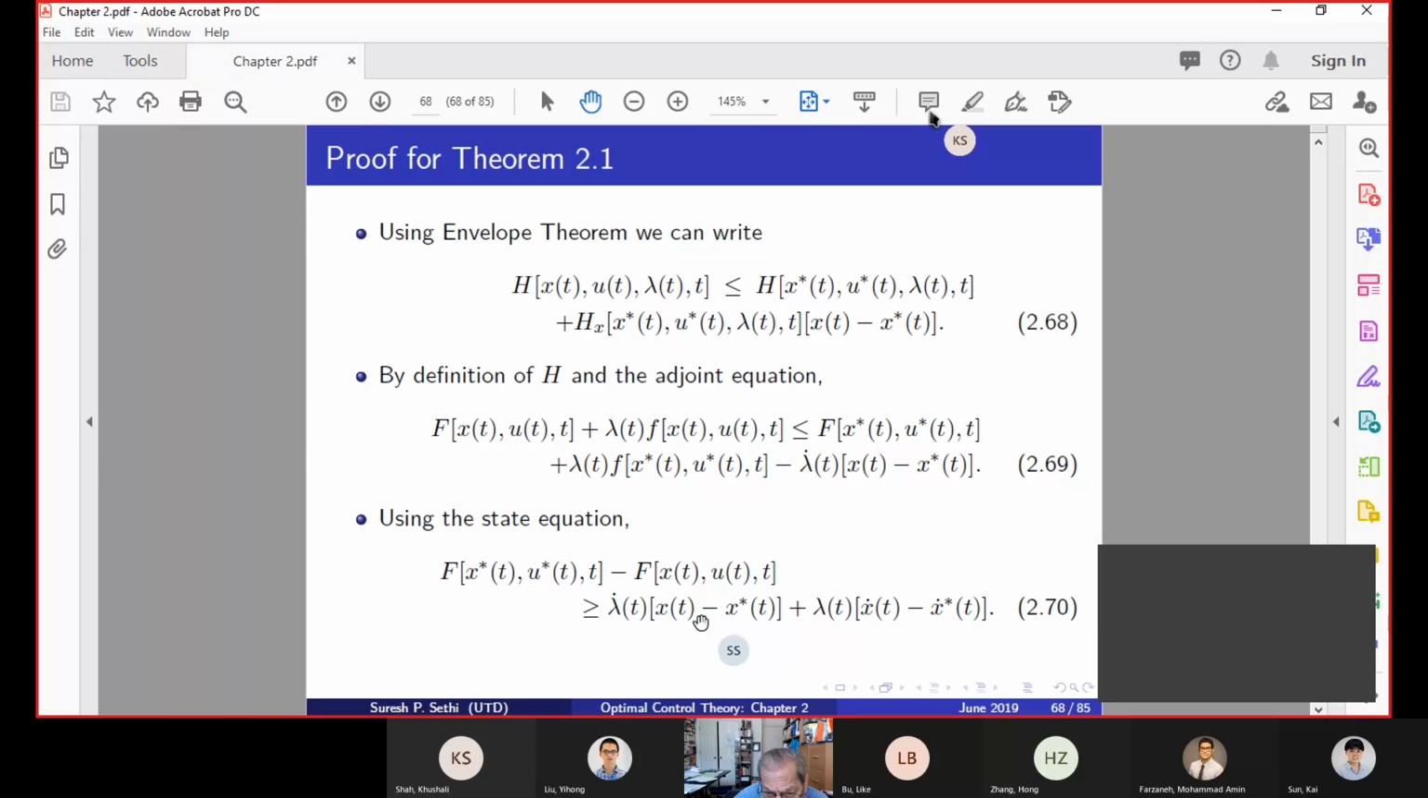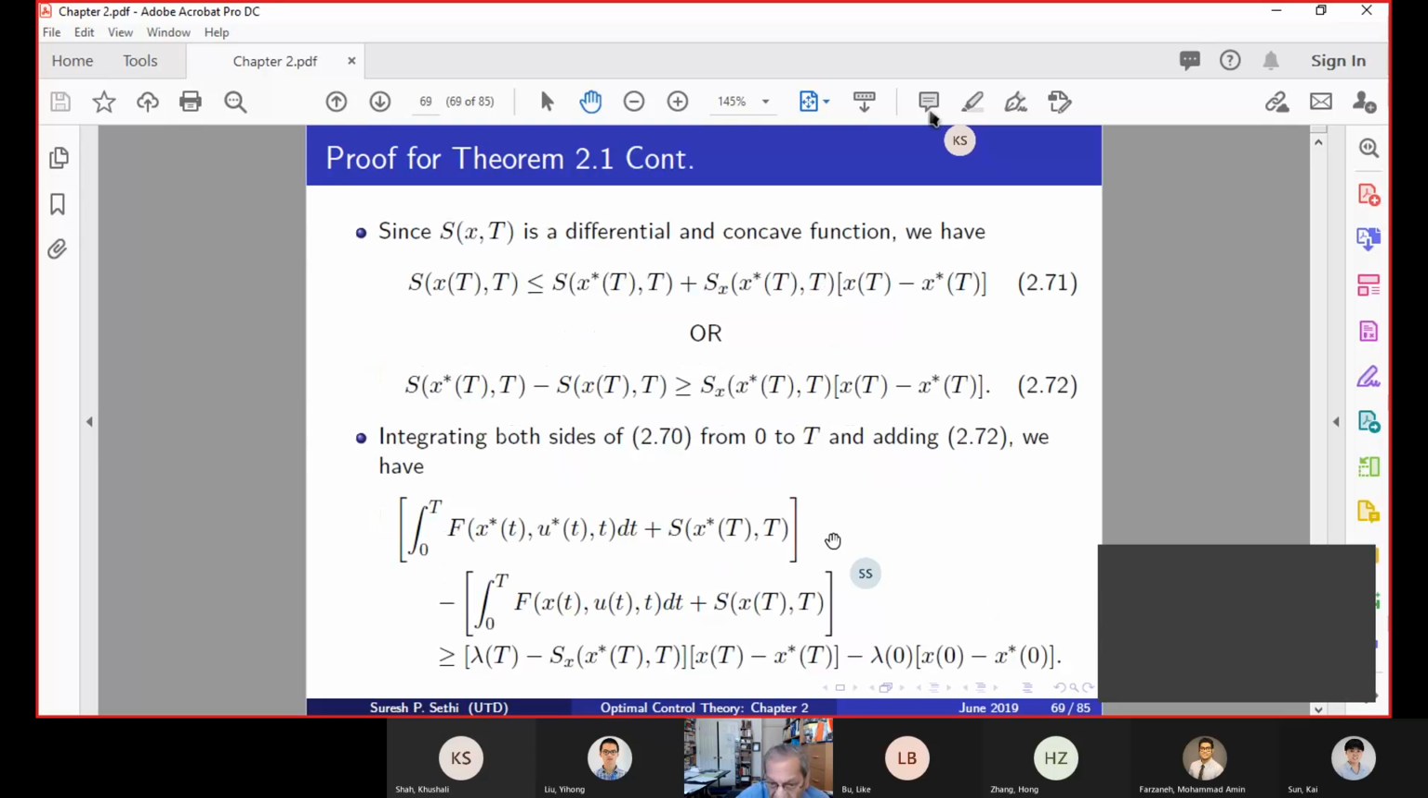This becomes d of lambda times x minus x star, the total derivative of the product lambda times x minus x star. So the integral from 0 to T would be lambda T times x at T minus x star at capital T, and lambda 0 times x minus x star at 0. Removing S, since S is 0, it will be lambda T times this minus lambda 0 times this. But when S is 0, lambda T is 0.